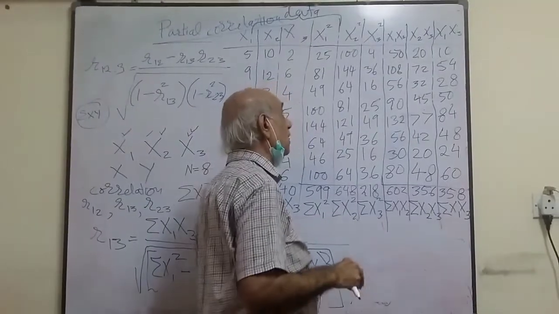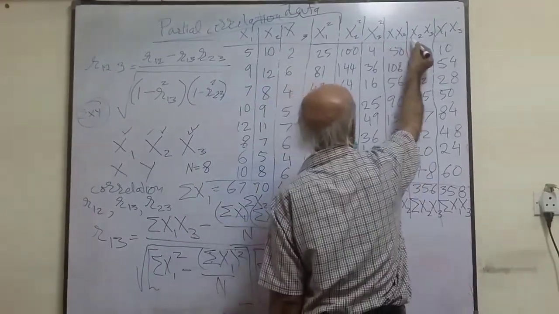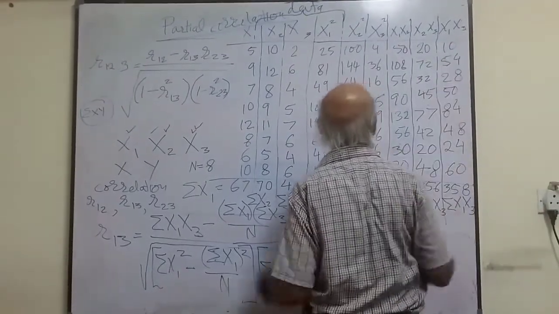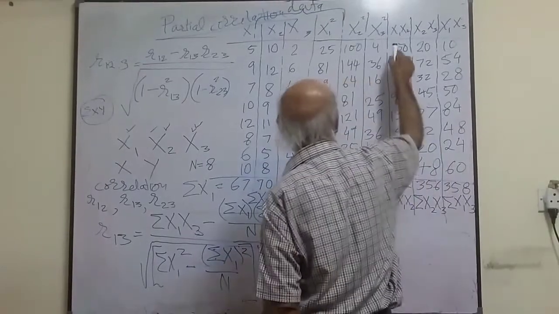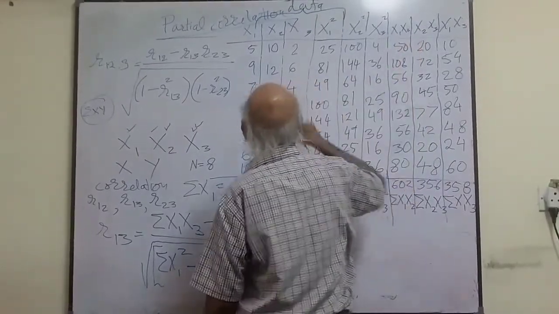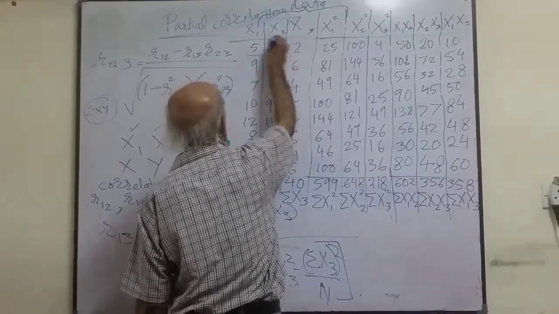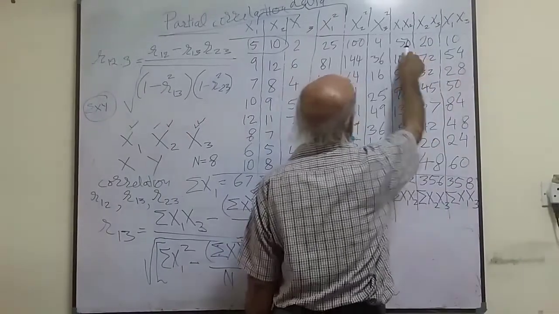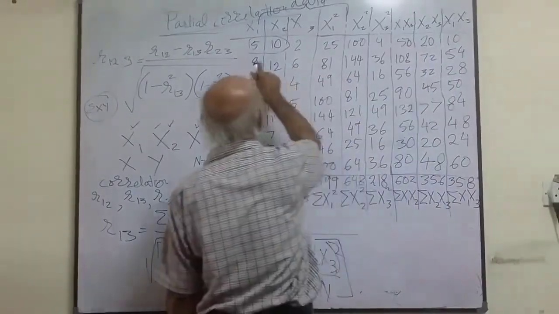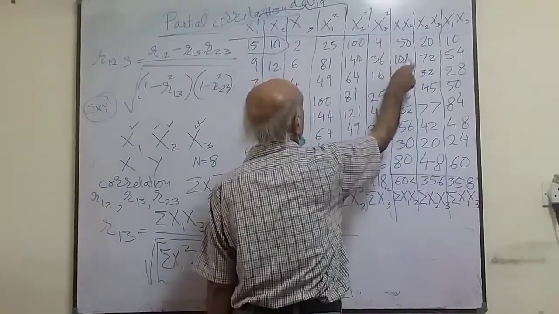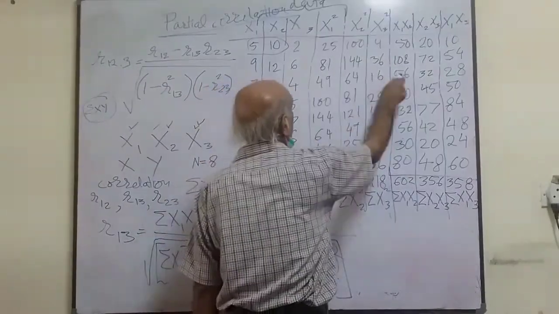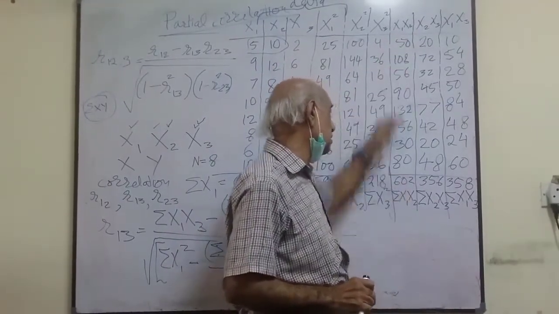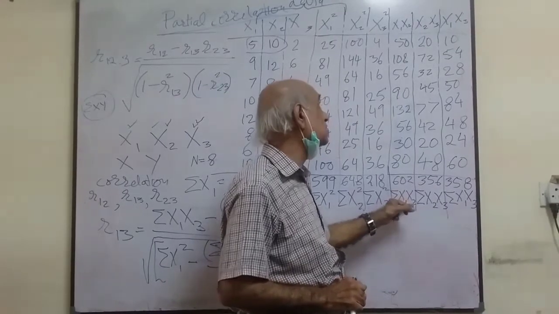And then the cross products of x1 and x2, x2 and x3, x1 and x3. Let's take the first value, x1 into x2. 5 into 10 is 50. Right? 9 into 12, 108. 7 into 8, 56. So these are the cross products of x1, x2. The sum of these will be sum x1 x2.